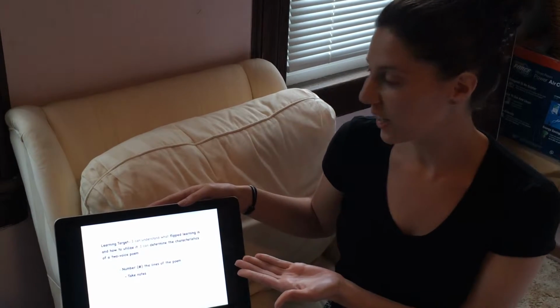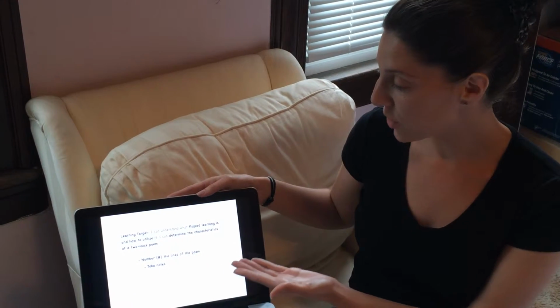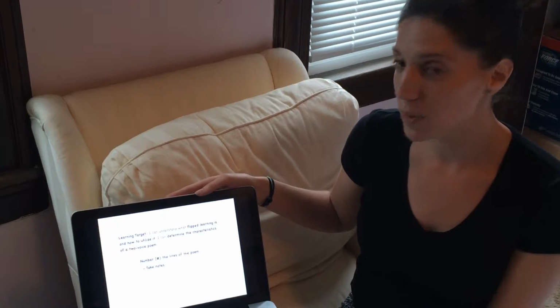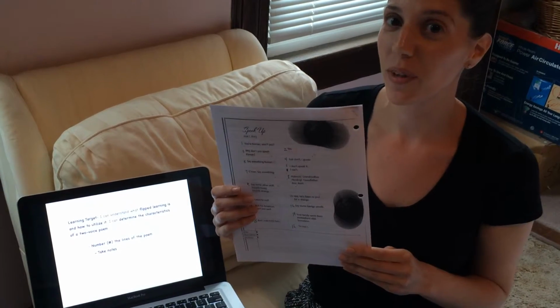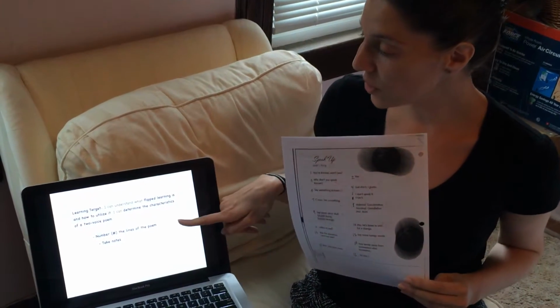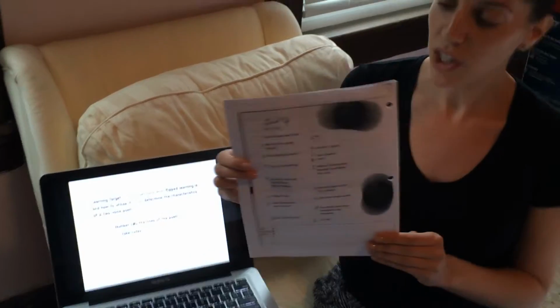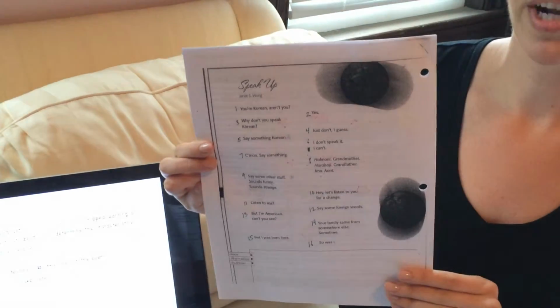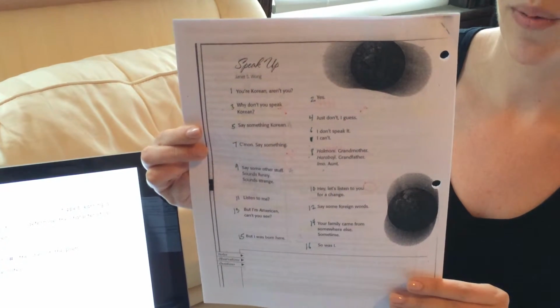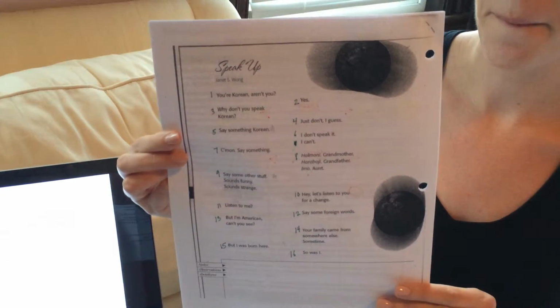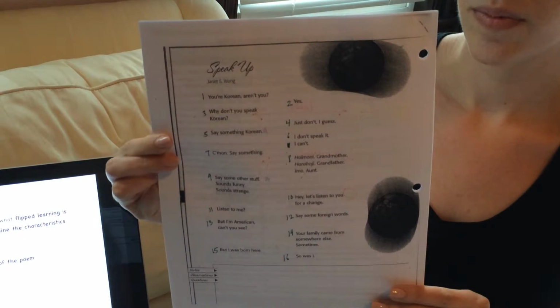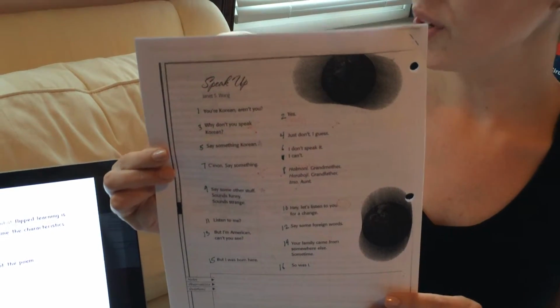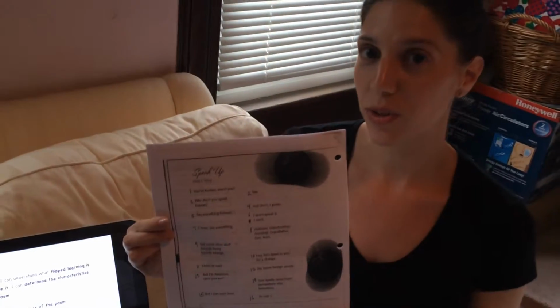And that brings us to the second learning target, which is, I can determine the characteristics of a two-voice poem. So remember yesterday I gave you this great two-voice poem? Well, today we're going to be reading it. So the first thing I want you to do is to number the poem, just like I have it. And you read it from left to right. So again, take a few minutes to number your poem if you haven't done so already. And feel free to take any notes you would like during the poem.